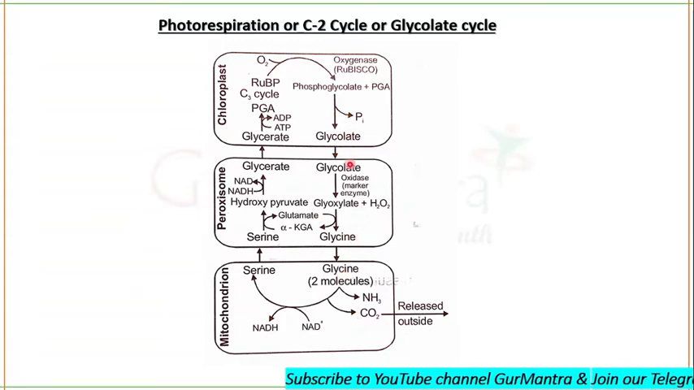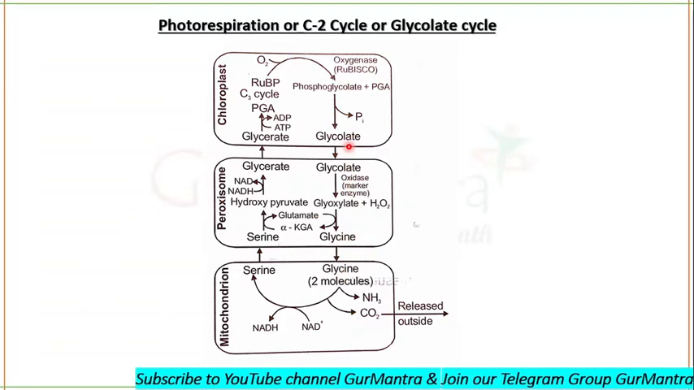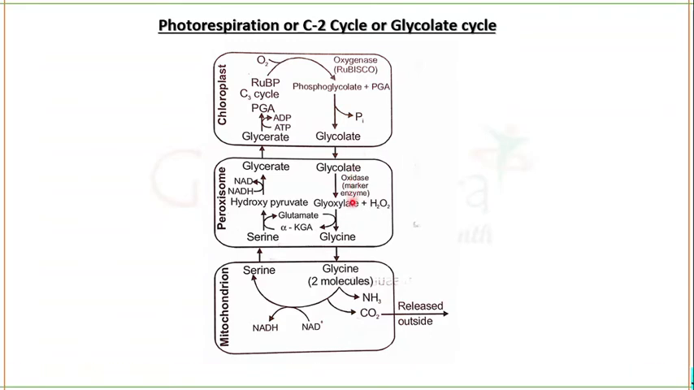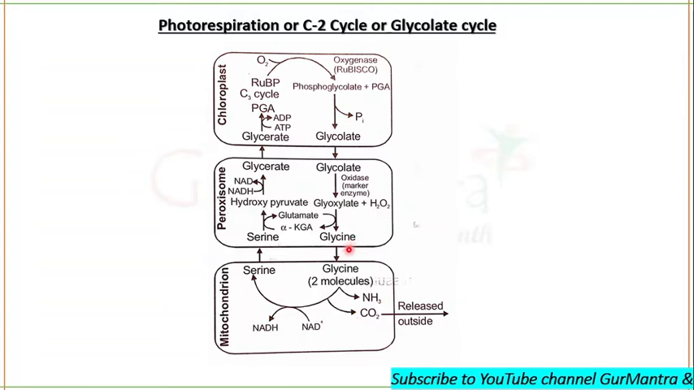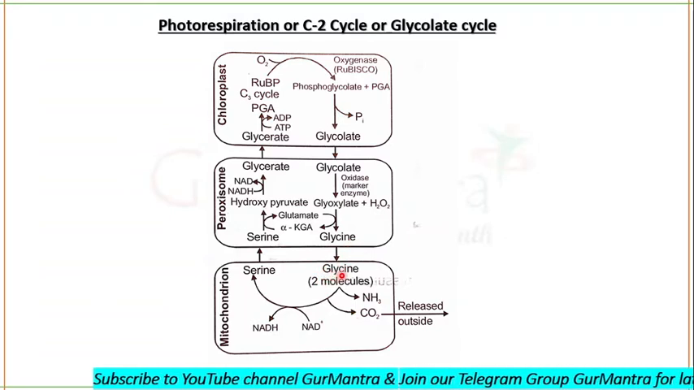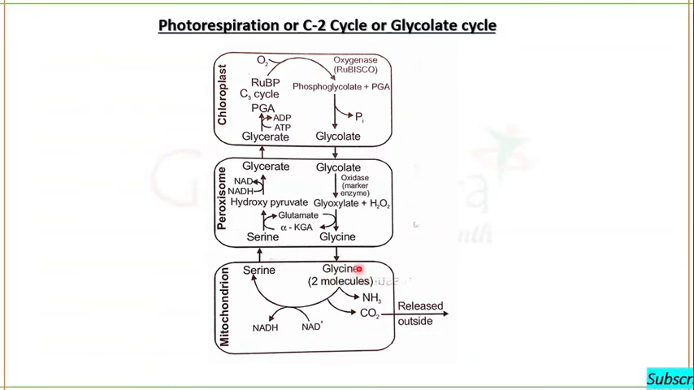Glycine, you can see there is no decarboxylation. Glycolate is a 2 carbon compound. Next, glyoxylate will be having 2 carbon. Glycine is a 2 carbon amino acid which will move to mitochondrion, but there will be 2 molecules of glycine. So we are having 4 glycine here.